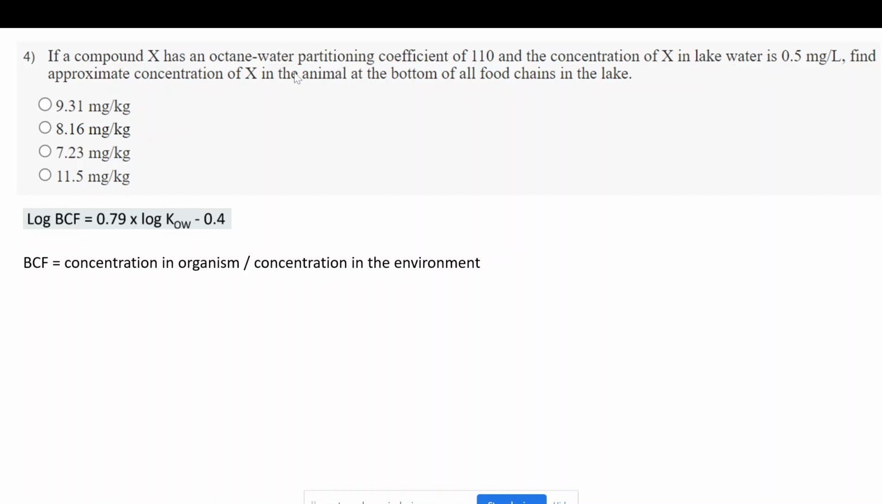Can anyone tell me the steps? How can we solve? I have already written the formula. Firstly, read the question and list down what all data has been given to you, and based on that you need to use these two formulas and calculate the answer. Has anyone calculated?